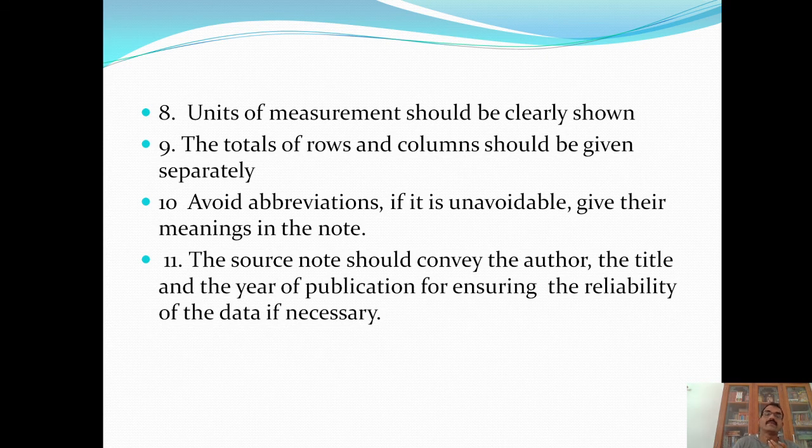Eighth one, units of measurement should be clearly shown. Number, kilogram, like that. The totals of rows and columns should be given separately. Row totals and column totals should be given separately.